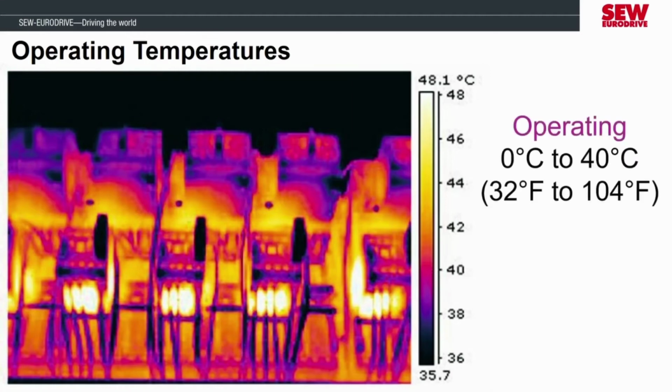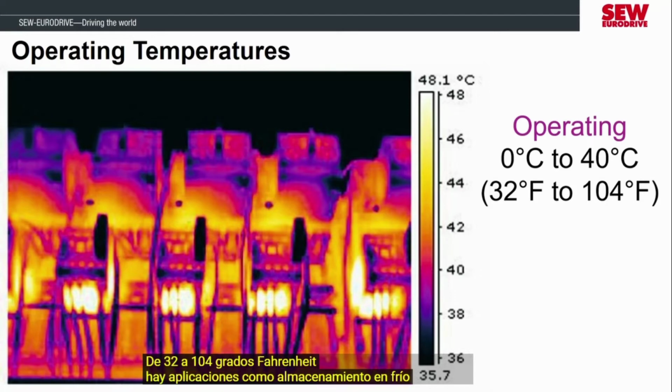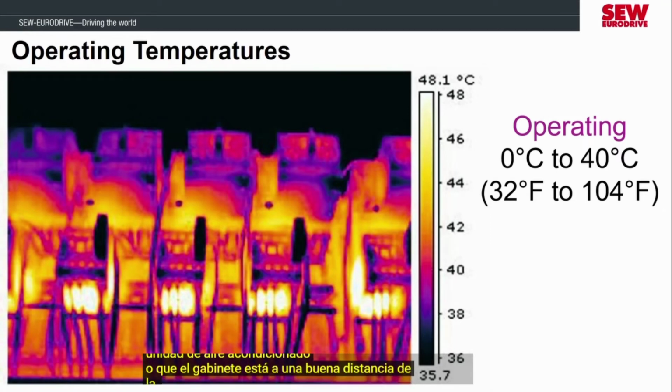The Movidrive is designed to work in temperatures ranging from 32 to 104 degrees Fahrenheit. There are applications like cold storage or furnaces that need positioning, and our Movidrive is used in a lot of those applications. But the Movidrive has to be installed in an area that can regulate the temperature into a safe level. Oftentimes, this means the electrical cabinet has its own air conditioning unit, or the cabinet is a good distance from the application where these temperature limits aren't exceeded.